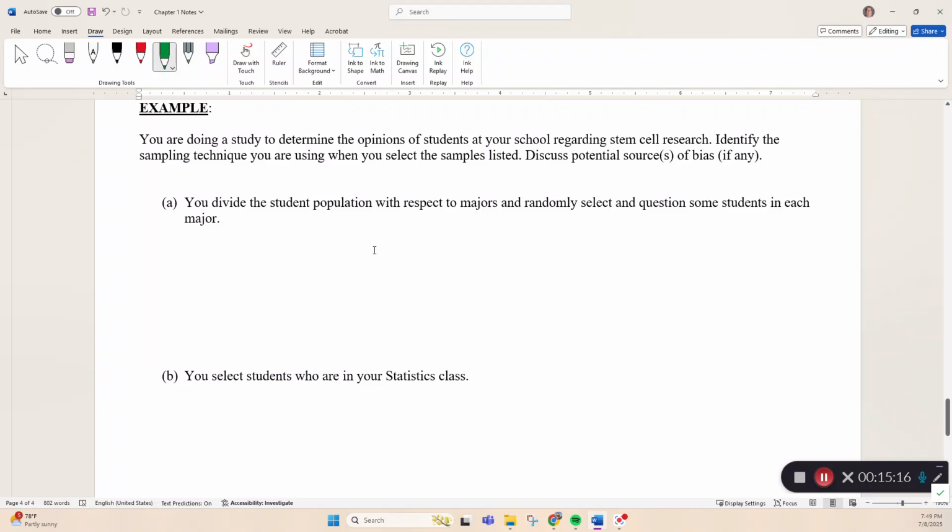So you're doing a study to determine the opinions of students at your school regarding stem cell research. Identify the technique you're using and then discuss any source of bias. So technique A, you divide the population with respect to major, and then you randomly select and question some students in each major.